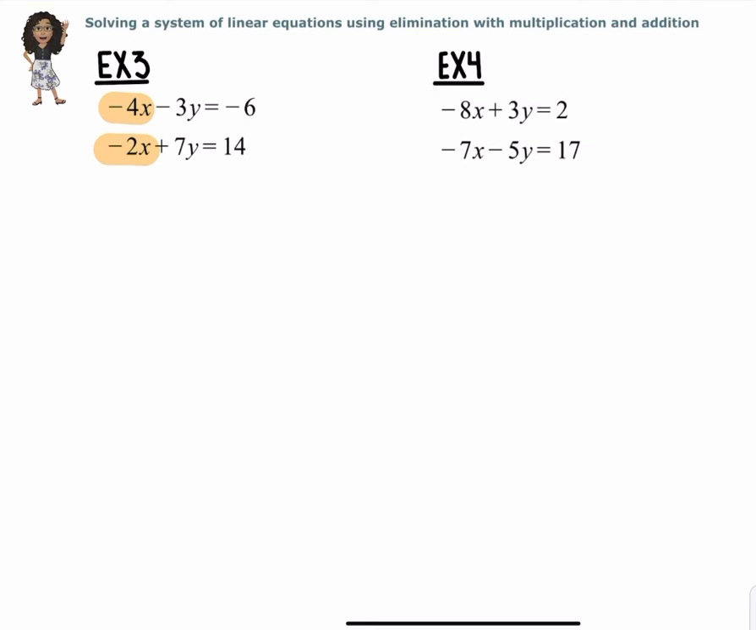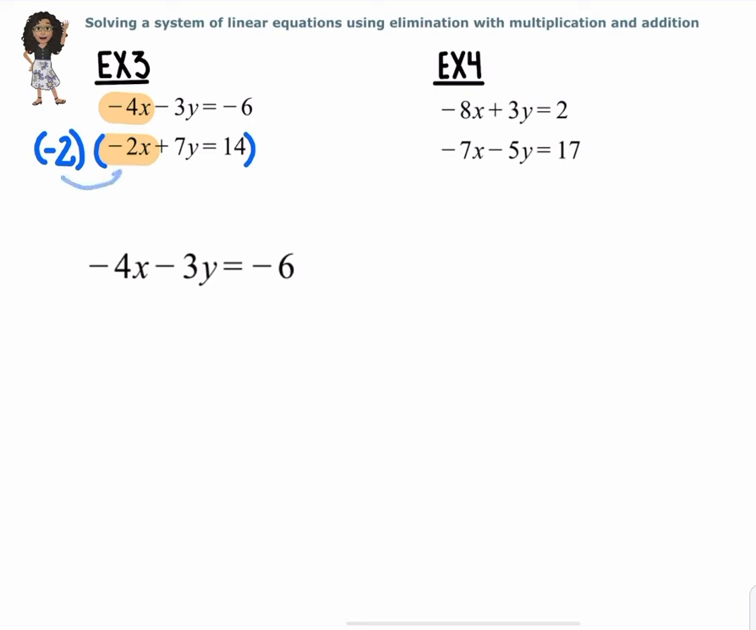But we could force the x's to be opposites. If I took that second equation and multiplied it by -2, then that would become +4x, -4x and +4x. So let's multiply -2 through that second equation and leave the top equation alone. So multiplying -2 through, -2 times -2x is +4x.